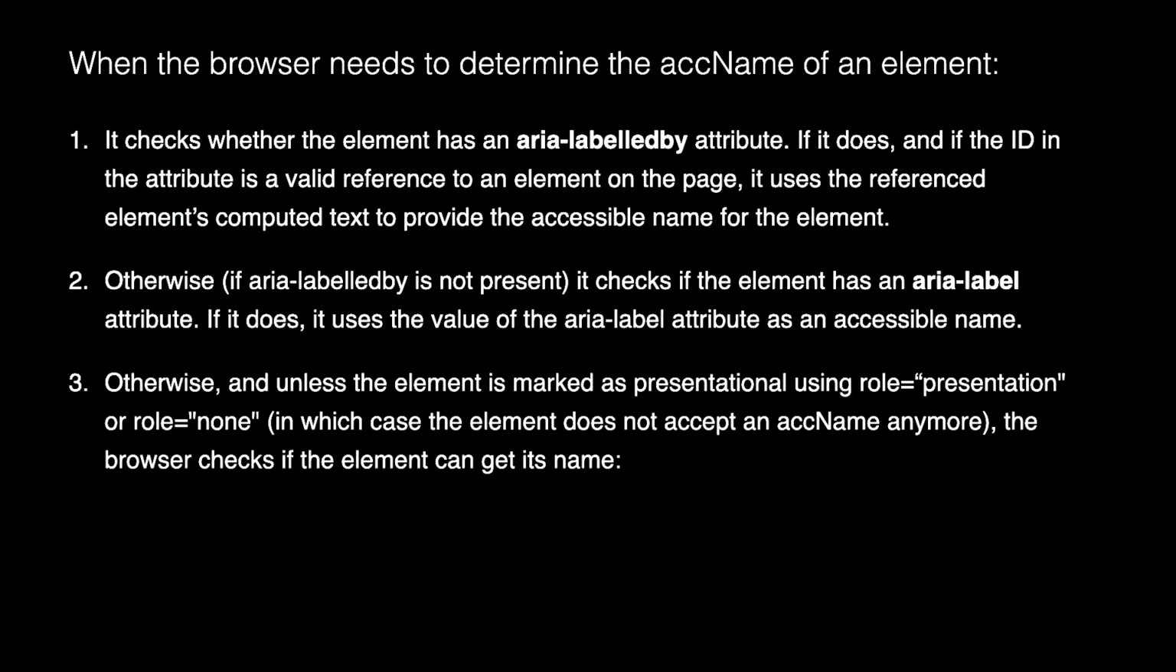Otherwise, if no aria labeling attributes are used, and unless the element has been marked as presentational using role presentation or role none, in which case it does not accept the name anymore. So if an element has role presentation or role none, you can't give it an accessible name anymore. The browser then checks if the element can get its name from an HTML attribute, like the alt attribute on an image. There's also the title attribute, which you should avoid at all costs.